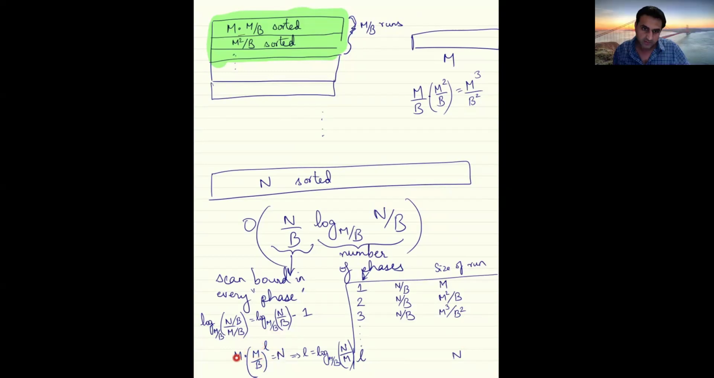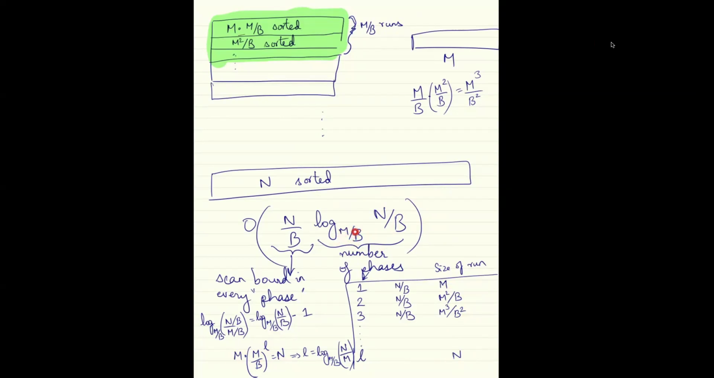Yeah, that makes sense. It should be a b squared here. Every time you multiply by m over b, and you calculate how many phases starting from the initial run until you reach n, you'll get this. Basically, the base of the log will be m over b, because that's how many runs you're merging at one time. Also, I have a question about the previous slide.